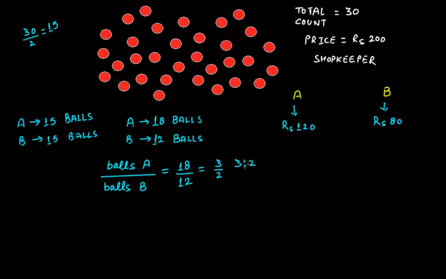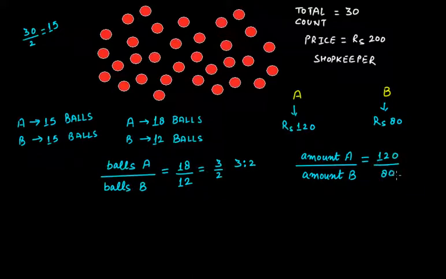B says, okay, if this is the ratio, then what does it tell? A says, according to me this is the distribution of balls and the ratio we get is 3:2. Now let's find the ratio of the amount paid by us, that is amount paid by A to amount paid by B. And why are we taking A to B? Because here also the ratio of balls is A to B, not B to A. Had it been balls B to balls A, we would have taken amount B to amount A. So this will be 120 to 80.